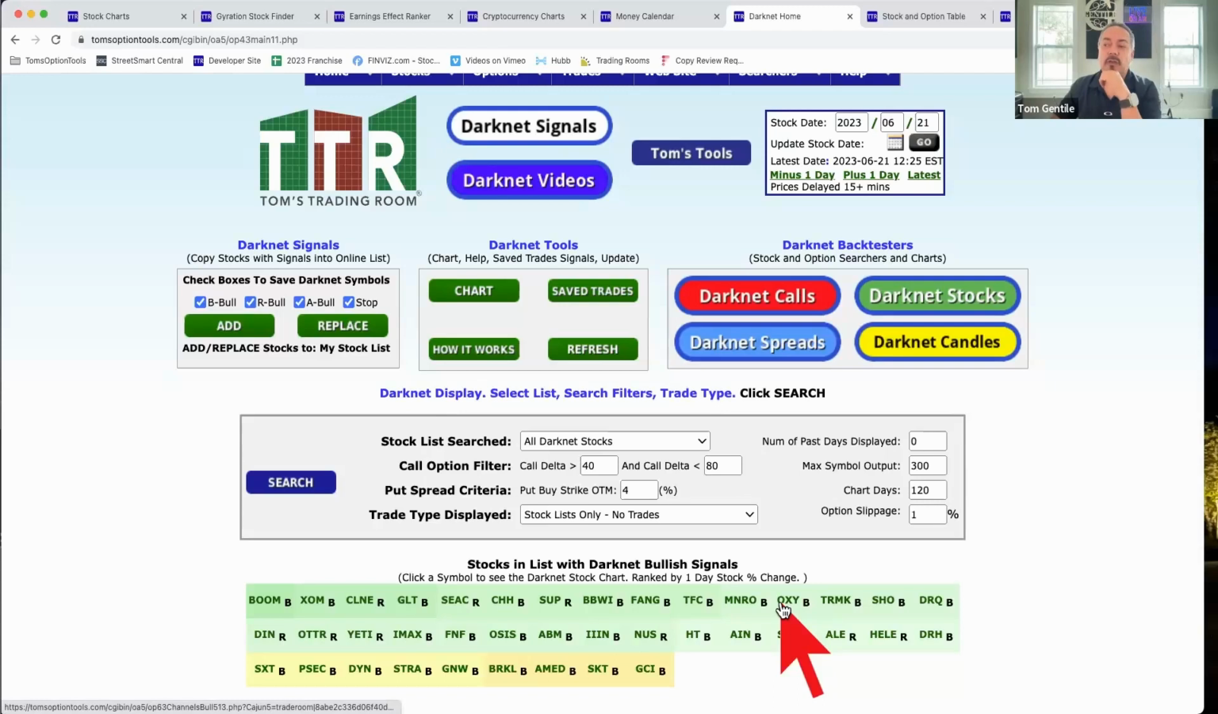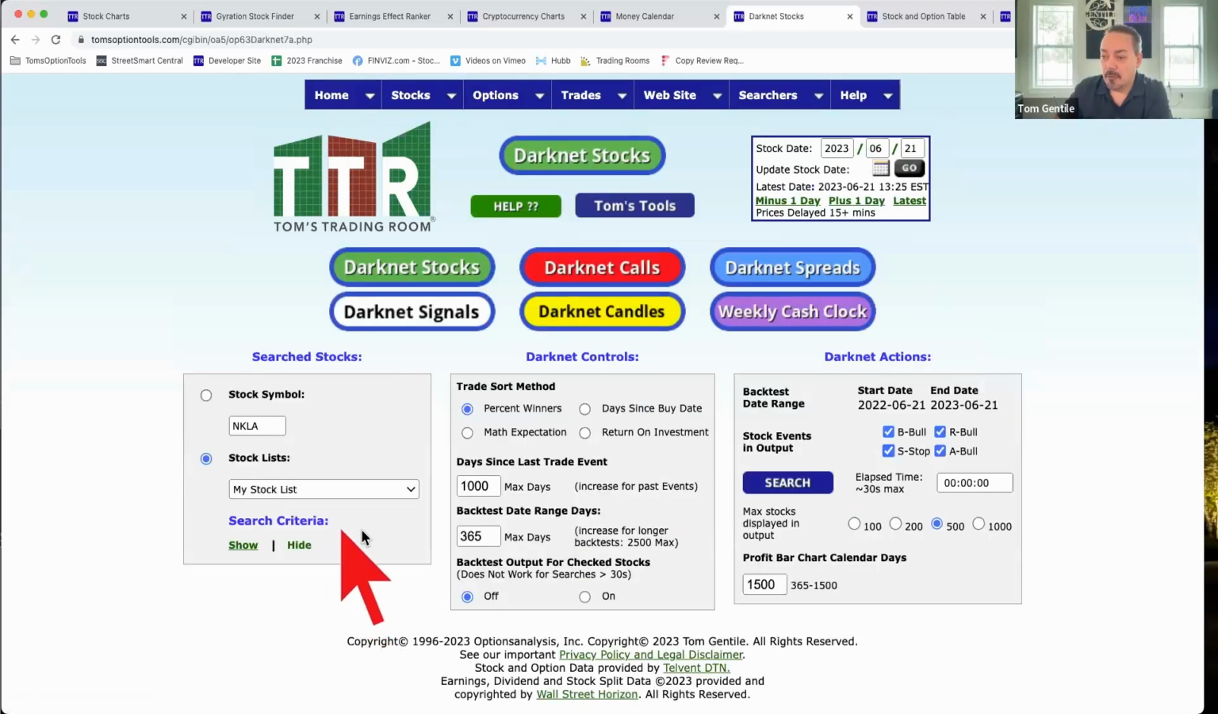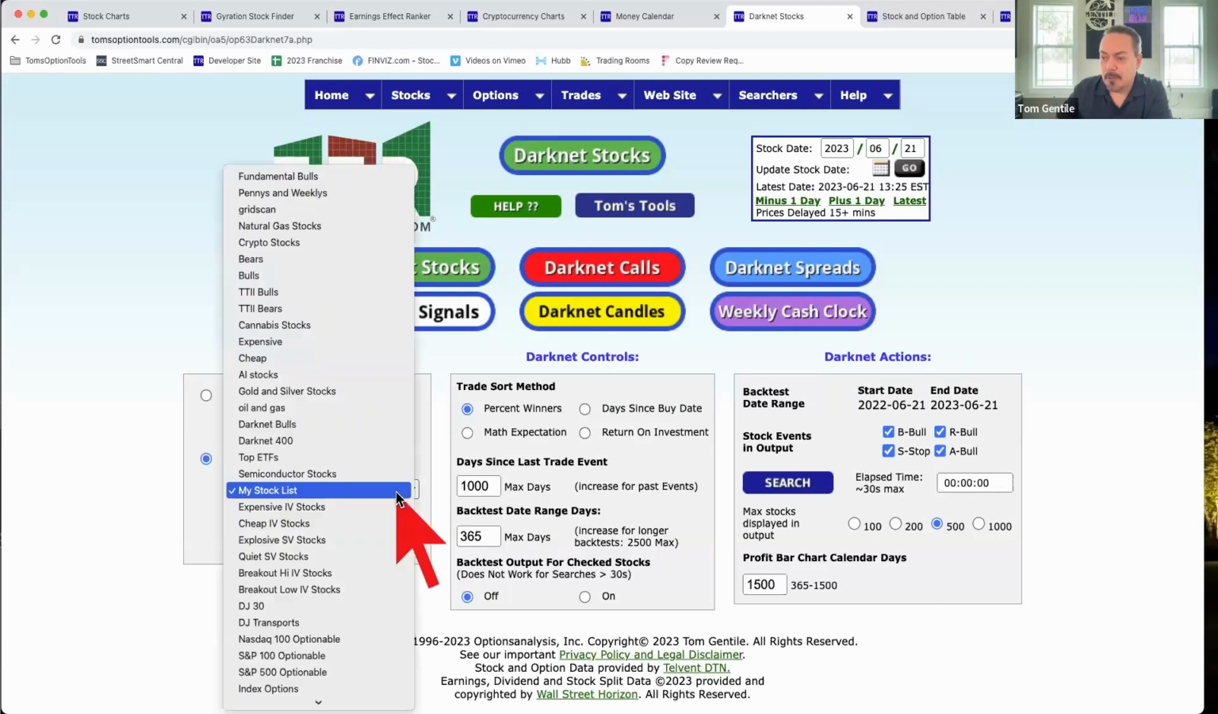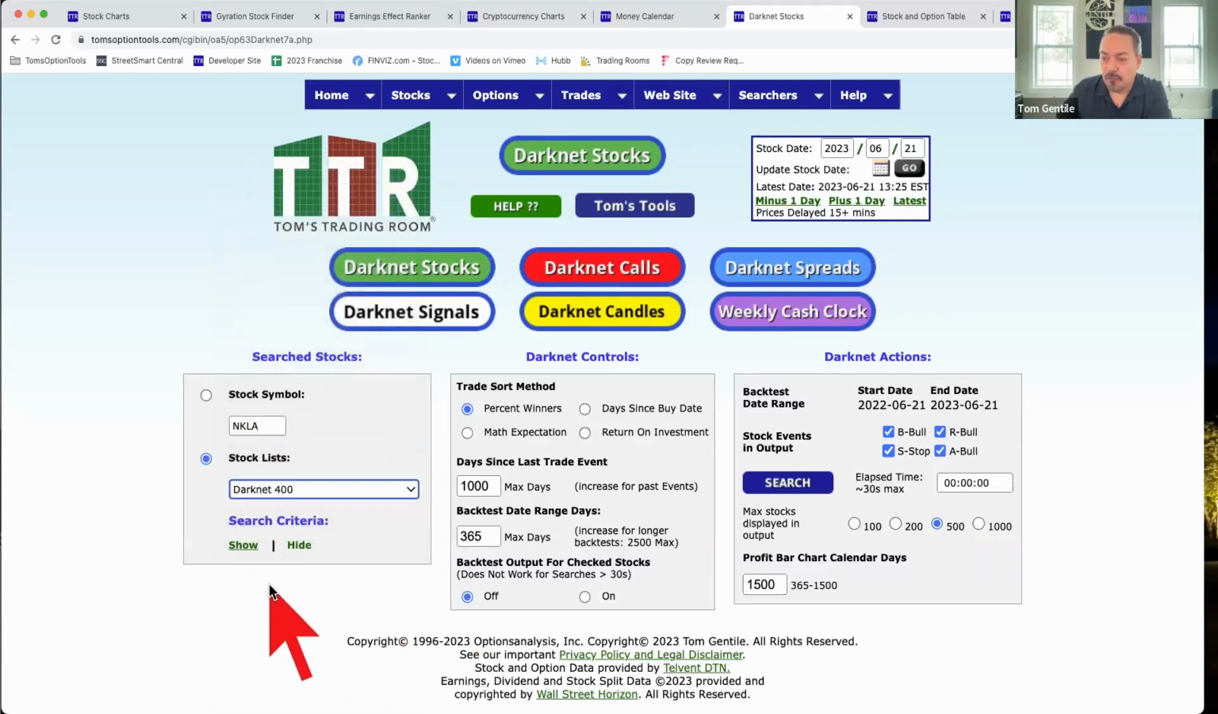Now, how can we go back and look at Darknet? We have a way of backtesting, and I'm going to show you some of the backtesting features right now. Keep in mind, backtesting works on the majority of what we have, not just stocks and patterns, but even option trades and option scans. But here, I'm going to click on Darknet stocks for a moment and bring up my Darknet 400, which is the top 400 stocks we trade Darknet on.